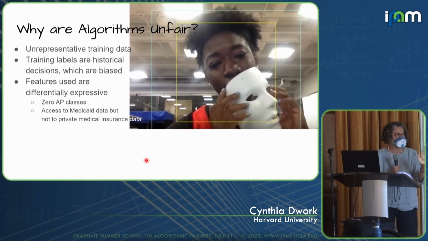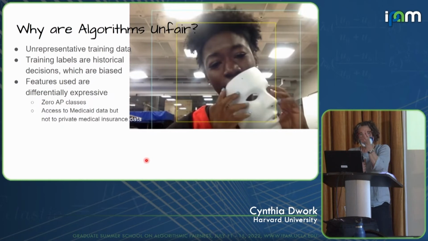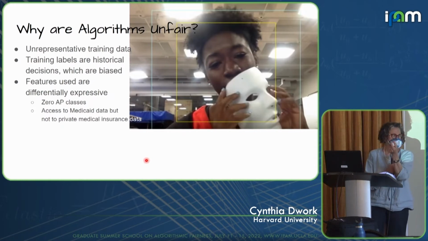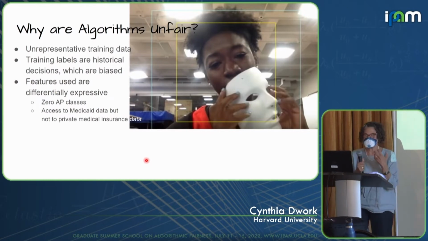So the feature of how many AP classes, the feature in the representation, is expressive for one group of people, and it is not expressive for another group of people. So I'm calling this differentially expressive. It doesn't have the same expressiveness in different groups.